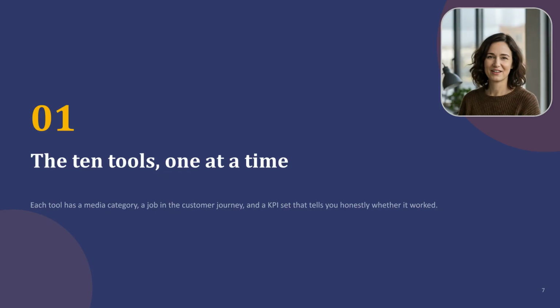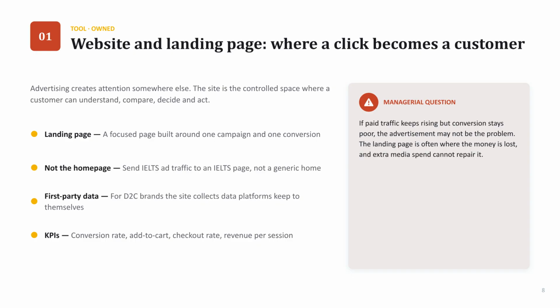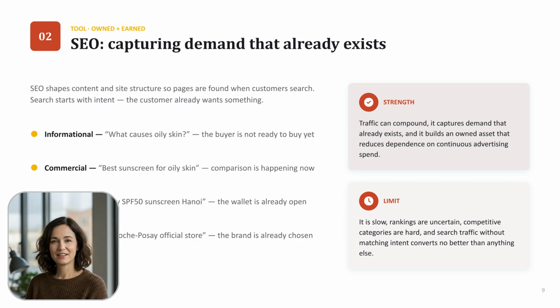Each has a specific job in the journey and a set of KPIs that prove whether it's actually working for the business. First, your website and landing pages are where a click becomes a customer. If your traffic grows but conversions don't, the issue is often on the page itself, not the ad. Next is SEO, which captures demand that already exists. Whether informational or transactional, the goal is to be found when a customer is already looking for a solution.